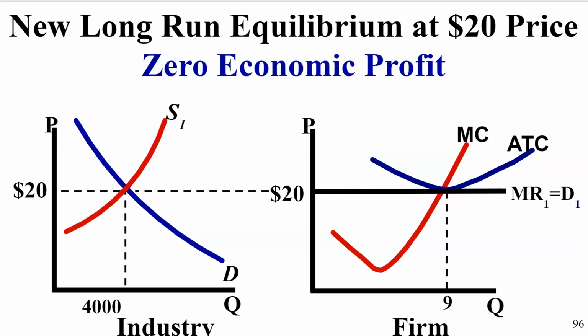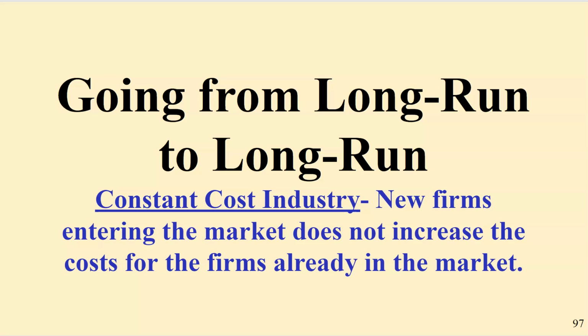So now we've gone from short run to long run, and we can see with the shift in the supply curve in both directions that we get to a new price level, which changes the MR equals D and leads ATC back to zero economic profit. Now, let's go from long run to long run. So we go from long run to short run and back to long run again.